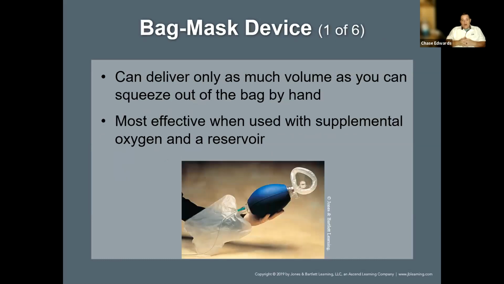All right. So there is your BVM, your bag mask device. It can deliver nearly 100% oxygen. Nearly. It can deliver only as much volume as you can squeeze out of the bag by hand, but that does not mean that you need to squeeze the entire bag out by hand to get what you need. Okay. It's the most common thing that's used in the field.